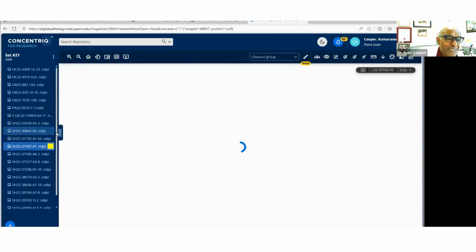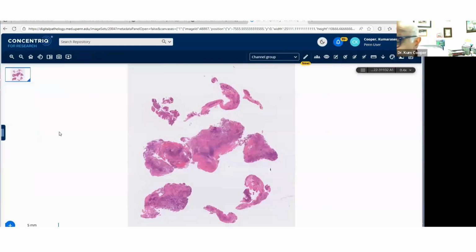Okay, let's see what you think of this one. The histology of, yeah, okay. Could previous biopsy cause seeding? That's a good question. It's a very good question.